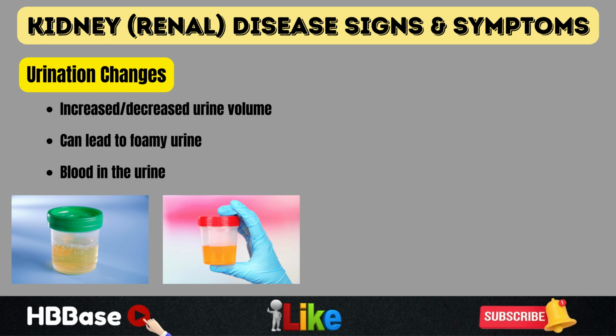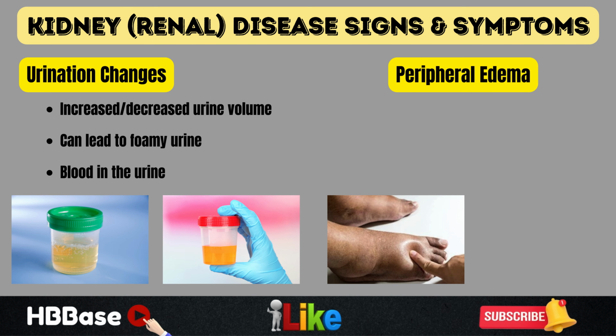The next sign that we're going to talk about here is peripheral edema. Peripheral edema looks like this. This is actually pitting edema. If you were to see an individual's legs here, you can see that there's a lot of interstitial fluid in the tissues where it's not supposed to be, and if you push your finger on that area and release, you can see this pitting. This is what we call pitting edema.